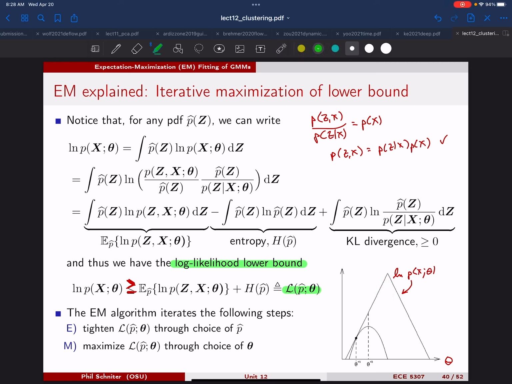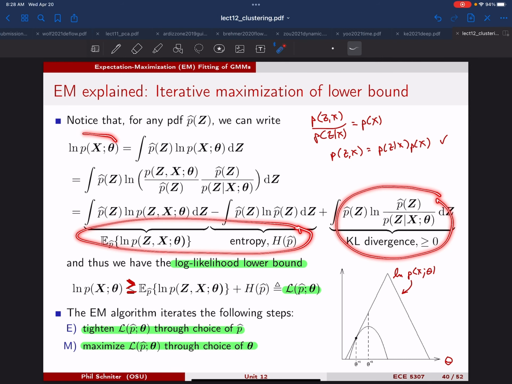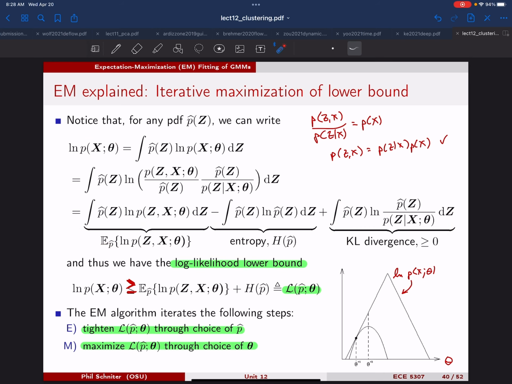So we're alternating these two steps. We're tightening the lower bound by choosing p hat, and we're maximizing the lower bound by choosing theta. In terms of tightening the lower bound, essentially what you're trying to do is make this term as close to 0 as possible. Because when this term is exactly 0, then this, which is your lower bound, equals your likelihood, and that's the perfect lower bound. It's the same thing. So you choose p hat to minimize this, and then you choose theta to maximize this here. You keep alternating.